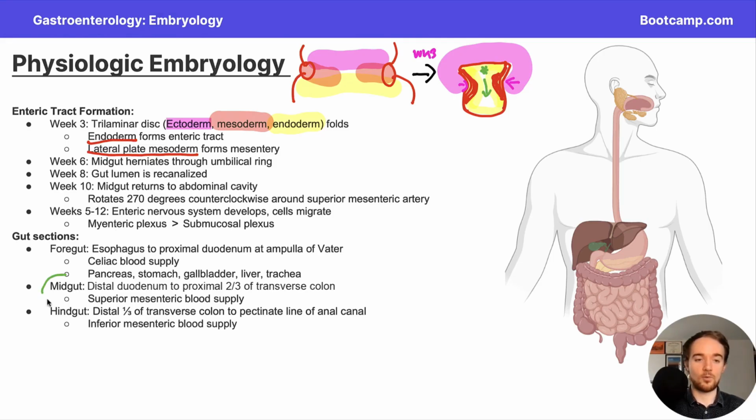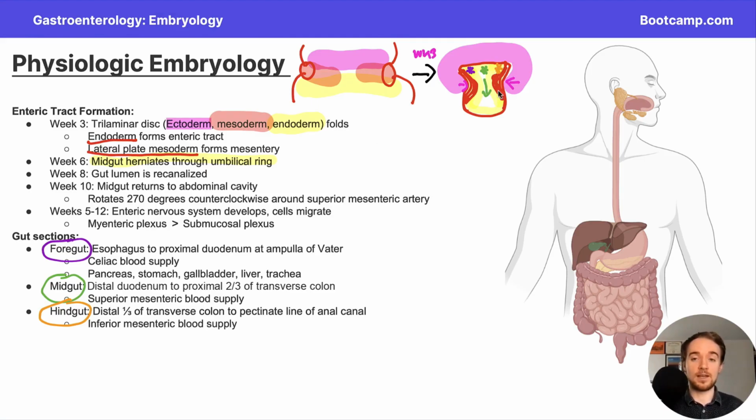We're going to talk about what the midgut forms in a second here, but importantly, the foregut, which is here, and the hindgut, which is going to include the formation of our cloacal membrane, which goes on to form our anus, among other things, is going to be over here. Only the midgut is herniating through this vitelline duct. And as we move through our gastroenterology chapters, we'll continue to discuss how this midgut herniation can go wrong in a variety of ways during that week 6 herniation through the primitive umbilical ring.